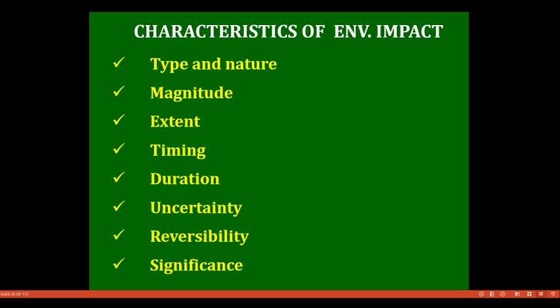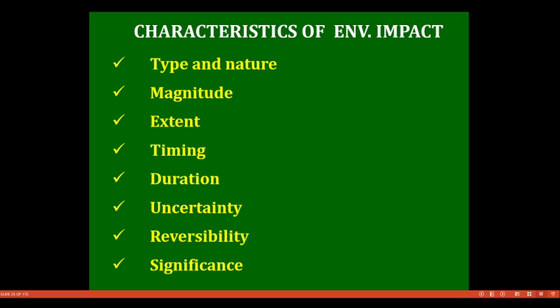Coming to the timing of impact. Timing means whether we feel the impact for a short-term period or a long-term period, or whether it will be continuous. That's the timing of impact: short-term, long-term, or continuous. And the duration has a similar meaning to timing. It's actually indicating whether the impact is temporary or permanent. Permanent means it will continue for a long period of time.